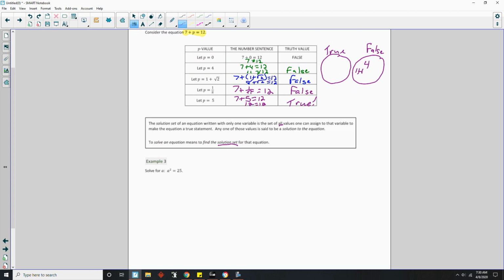1 plus the square root of 2 was not in the solution set. 1 over pi was not in the solution set. 0 was not in the solution set, but over here in the solution set was 5. But 5 may not be our only solution depending on the type of function we had. In this case, 5 would have been the only solution, but there are others who would have more.